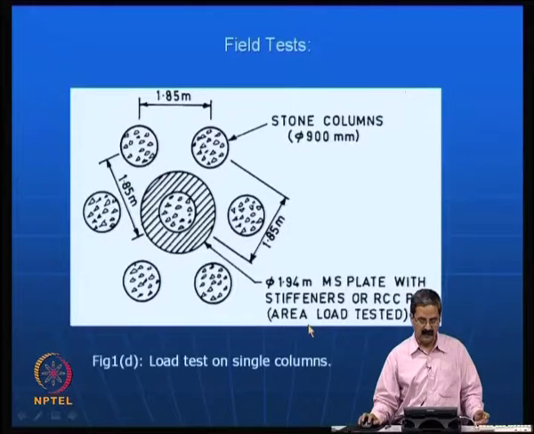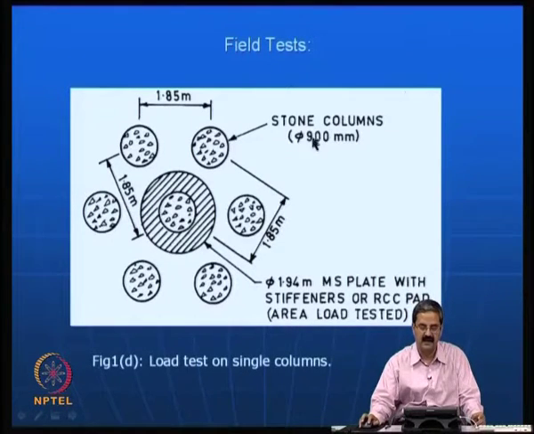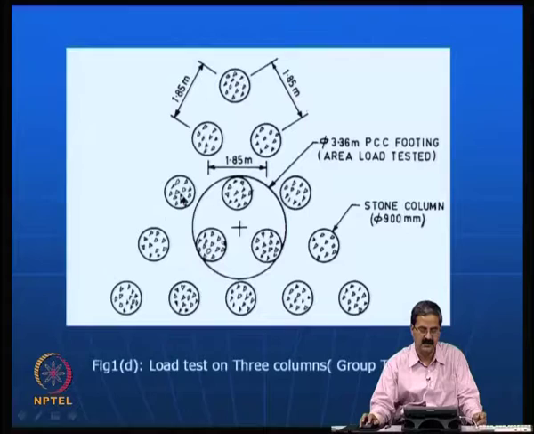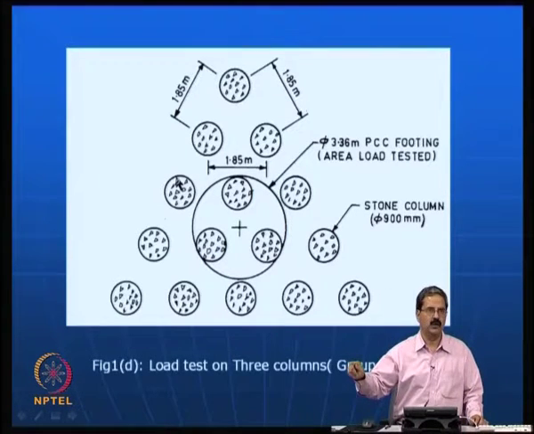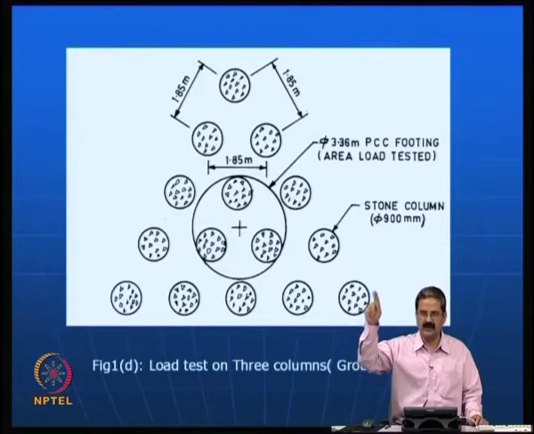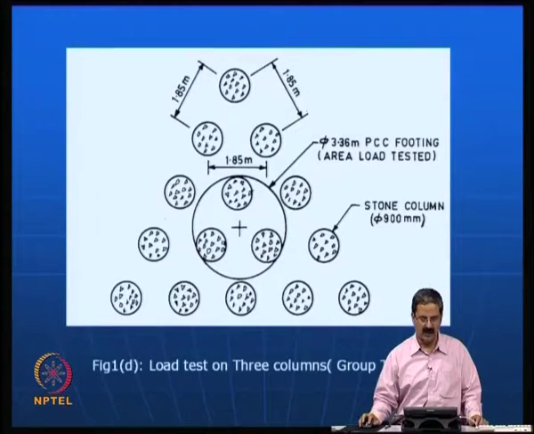And how do you conduct the plate load test? For example, on a single column, maybe 900 mm is the diameter of the stone column, and 1.85 meters is the spacing between the stone columns. So you have a 1.94 meter mild steel plate with stiffness, or an RCC pad, and then this area is load tested. That is what the code says, and you can get the load displacement curve. Once you get the load displacement curve, you can calculate the ultimate load. Like in a plate load test, we know you have a curve like this, then you join the tangents, or you use 25 mm allowable settlement and all that. That is one thing.